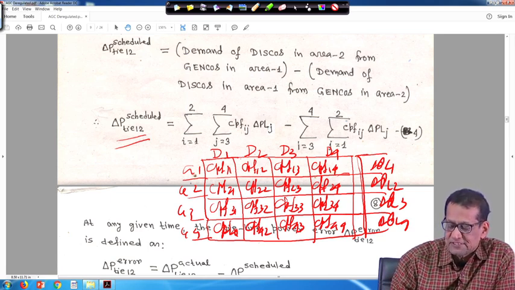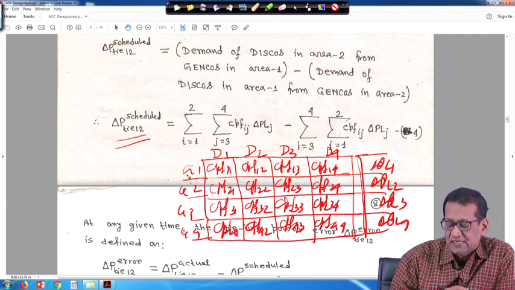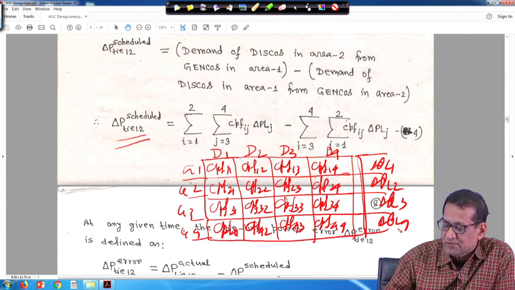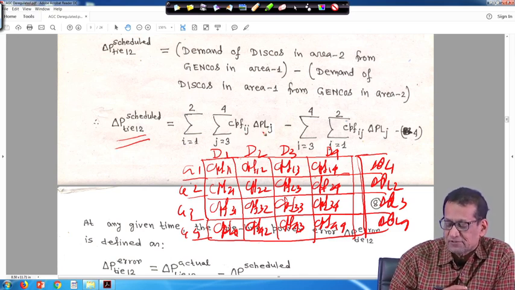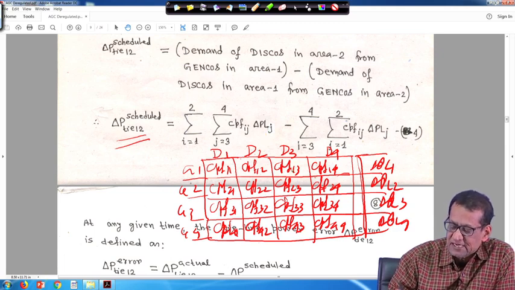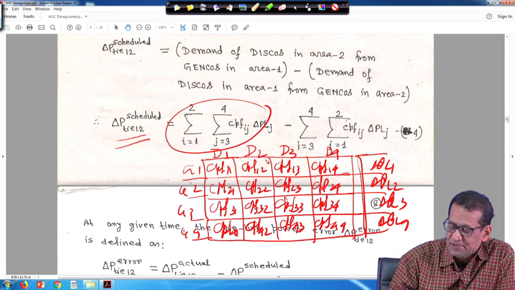Similarly, disco 4 in area 2 has contact with G1 in area 1, that is Cpf 14 delta PL4. So Cpf 13 delta PL3 plus Cpf 14 delta PL4. Similarly, disco 3 in area 2 has contact with genco 2 in area 1, so the second term is Cpf 23 delta PL3 plus, for disco 4 with G2, Cpf 24 into delta PL4. This term is coming because of this block.